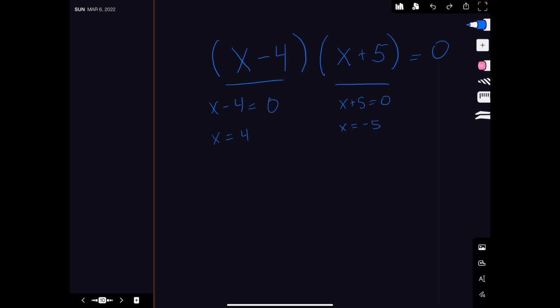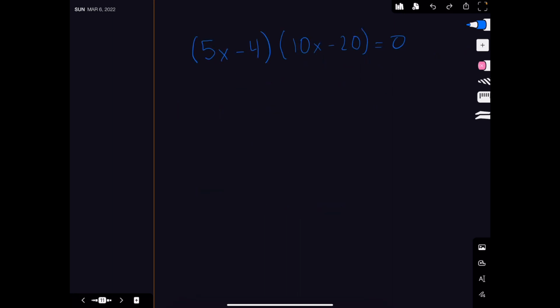And why and how do we know that these are the solutions? Well, if we plug x into these equations, let's try x is equal to 4. So for x is equal to 4, we can say 4 minus 4 times 4 plus 5. In this case, we're going to get 0 times 9, which is equal to 0, which satisfies the equation. And if you do the same thing for negative 5, we're going to get, on the right side, 0 times something, which is going to be 0 as well. And that's how we know for a fact that these values are correct.